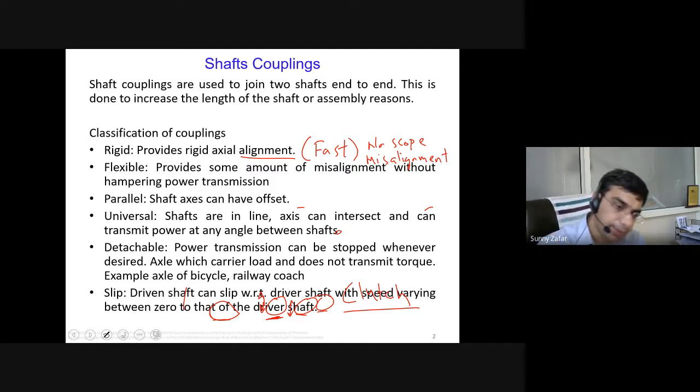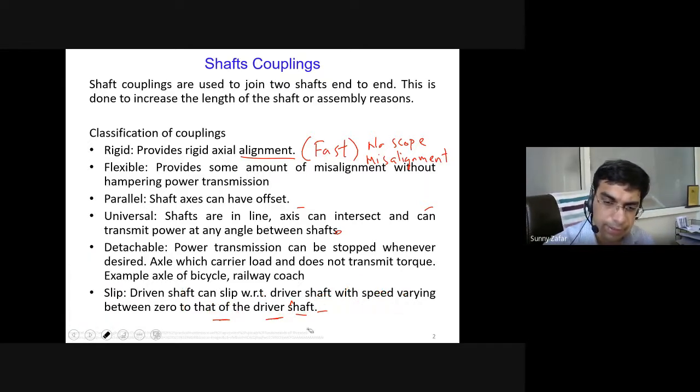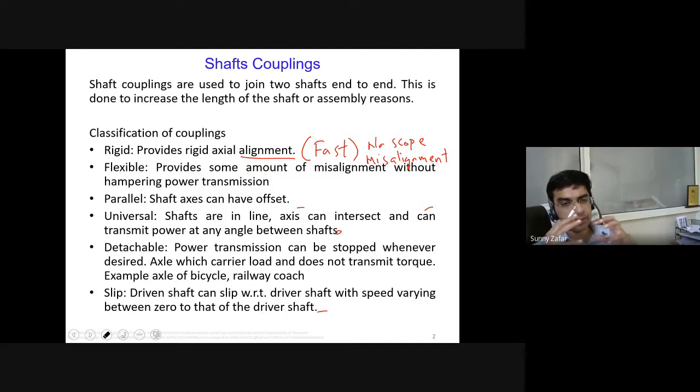Then there are slip type couplings, where the driver and driven shafts can engage and disengage depending on the need, and the speed can be varied between the driving and the driven shaft.